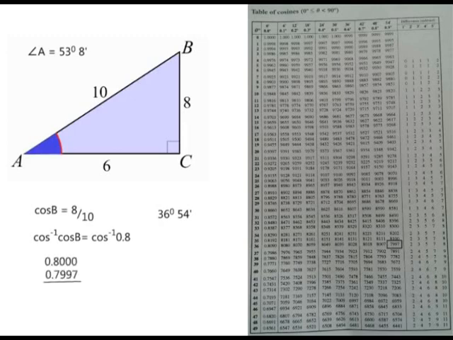The difference we subtract, we get 0.003. We look for 3 in the differences columns. It is here under the column of 2 minutes. We subtract that. 36 degrees and 54 minutes subtract 2 minutes gives us 36 degrees and 52 minutes, and we are back to where we started.